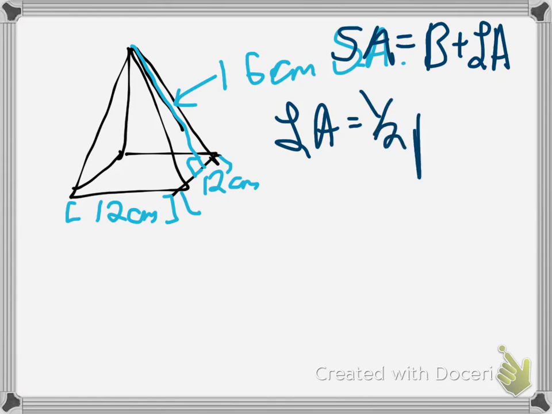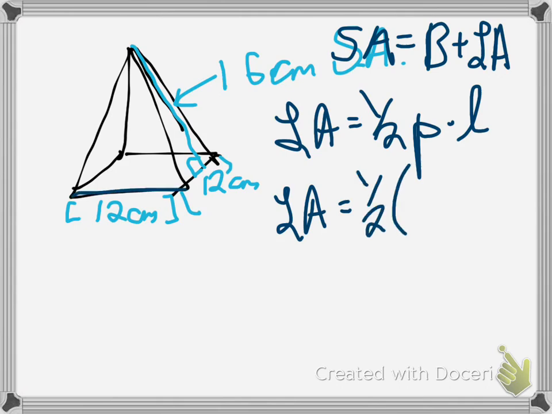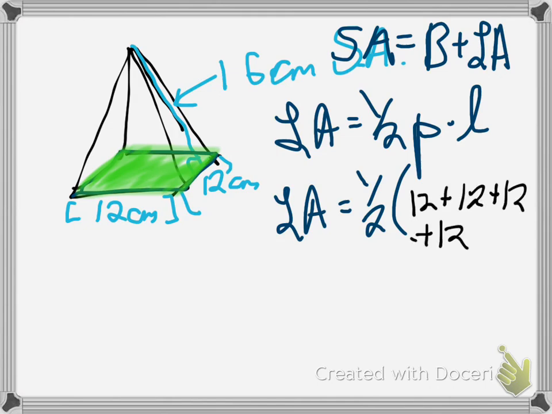It's 1/2 the perimeter of the base times the slant height. So our lateral area equals, well, let's plug in what we know, 1/2 perimeter of this regular rectangular base would be 12 by 12 by 12 by 12. So 12 plus 12 plus 12 plus 12 times our slant height.